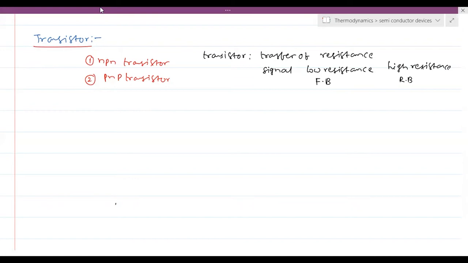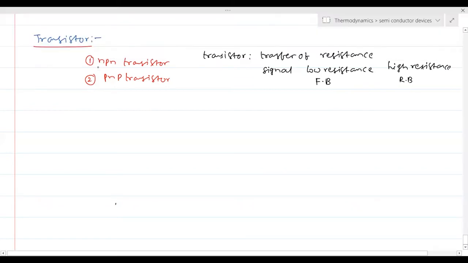Basically we will widely use the NPN transistor, because in the NPN transistor the majority charge carriers are electrons. As electrons have high mobility, the NPN transistor is preferred.